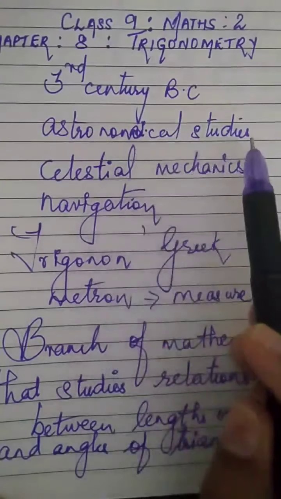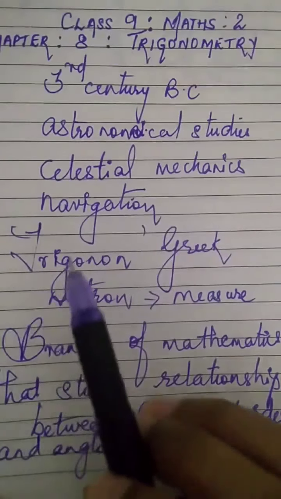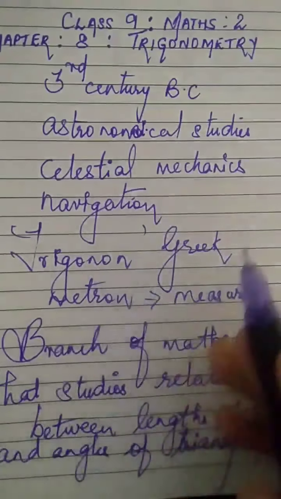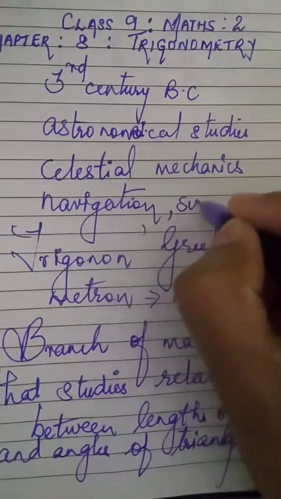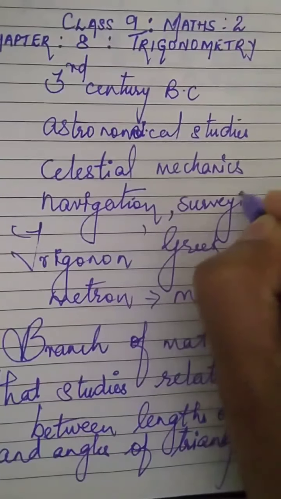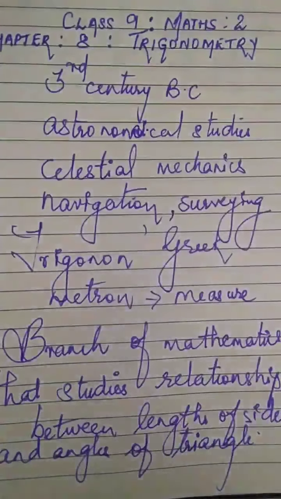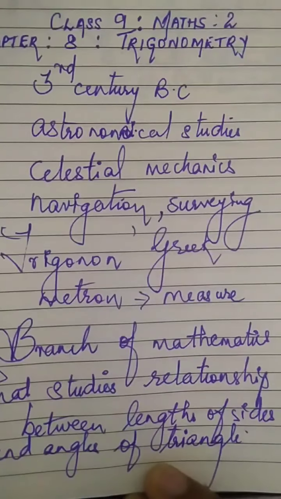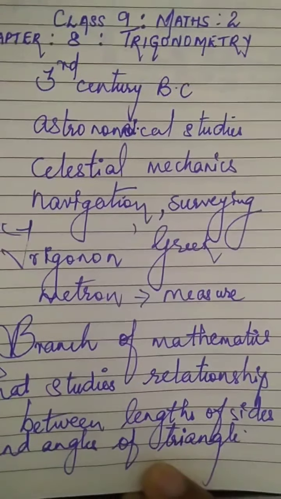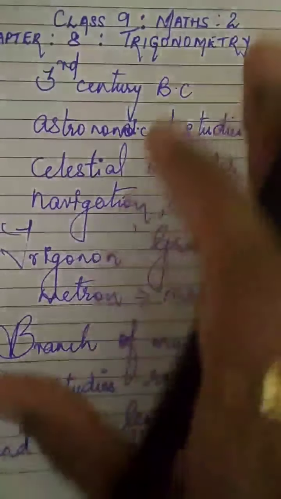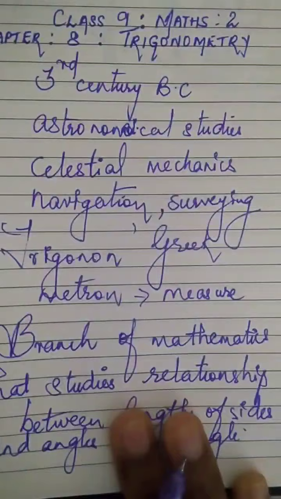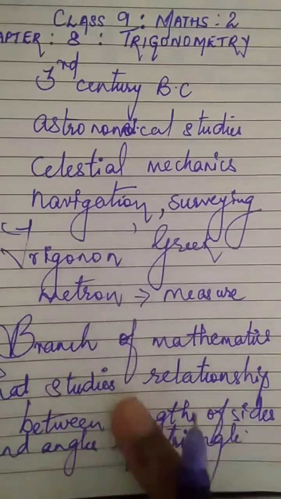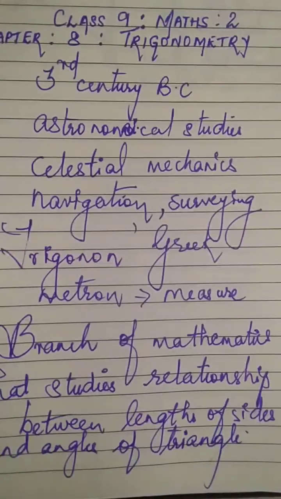It is used for astronomical studies, celestial mechanics, navigation, and surveying. You can also add surveying. It is used to measure the height of a tree and the height of a tall building. I mentioned the tallest building, Burj Khalifa. Where is it? It is situated in Dubai. So these are some of the uses of trigonometry. If somebody asks you where trigonometry is used or what is the use of trigonometry, you can answer with these. To know trigonometry, you should know mathematics.